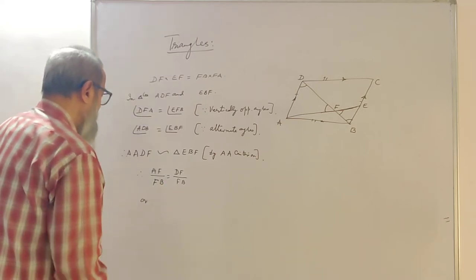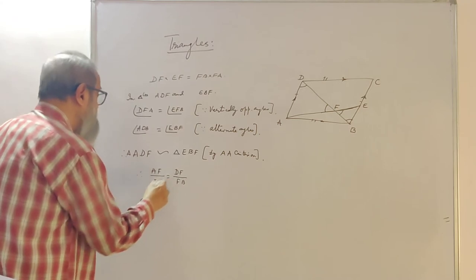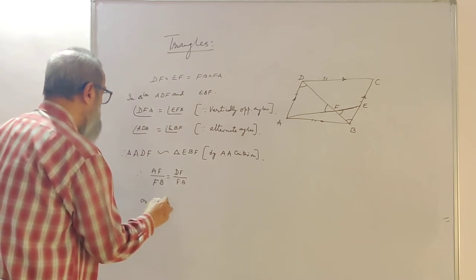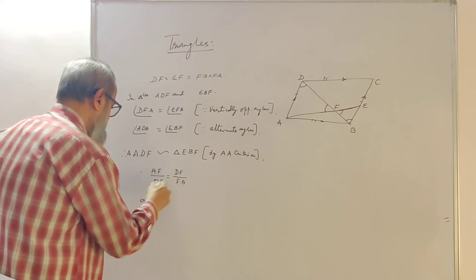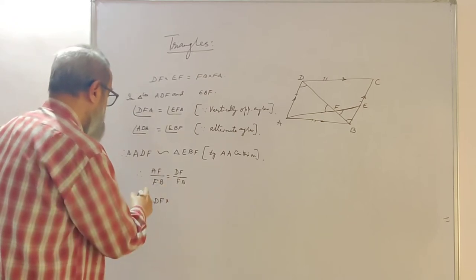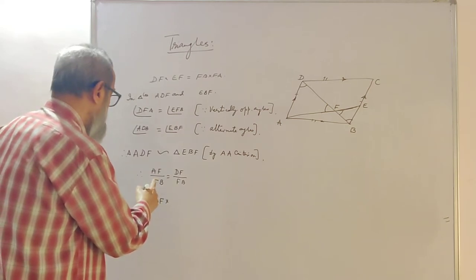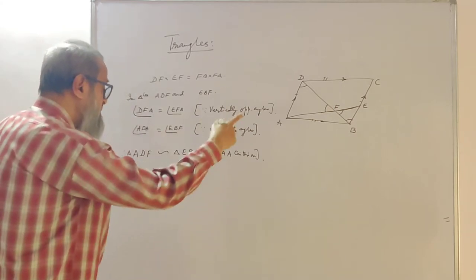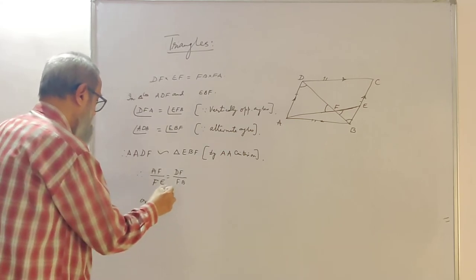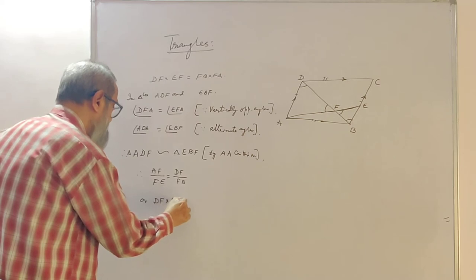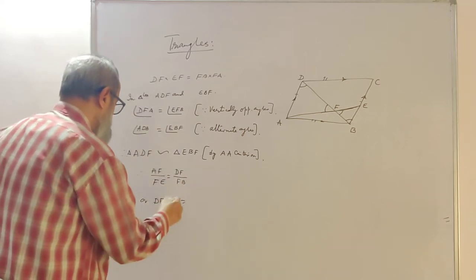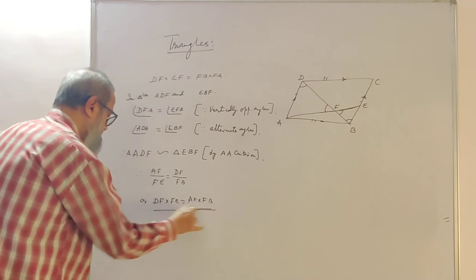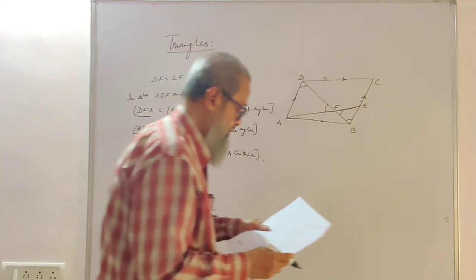Sorry, this is AF by FE. AF by FE is equal to DF by FB, correct. DF into FE is equal to FB into AF. So this is what he wants us to prove, and we have proved it. This is a problem for 2 marks.